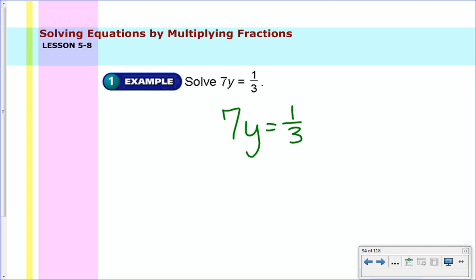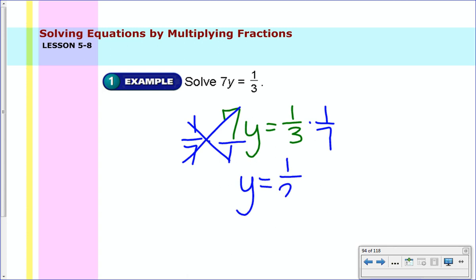All right, let's see what you got. Again, I'm going to first make it a fraction, so 7 over 1. Then I multiply by the reciprocal, which is 1/7, and I do that to both sides. Those make 1y, and then you get 1 over 21. Y is 1/21.